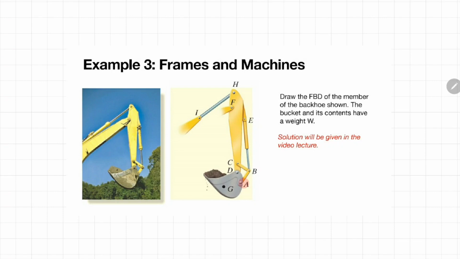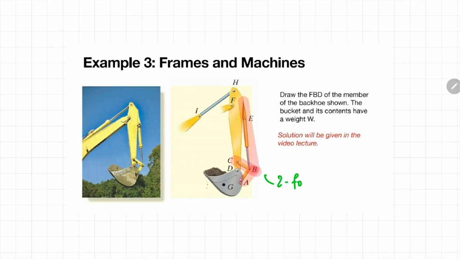If you look carefully at this backhoe, member AB, member BC, and also member BE are two-force members. If it is a two-force member, then we assume that there is a force at each end of the member, the magnitude of the force is the same, and only the direction of the force is opposite. It's like a couple force.